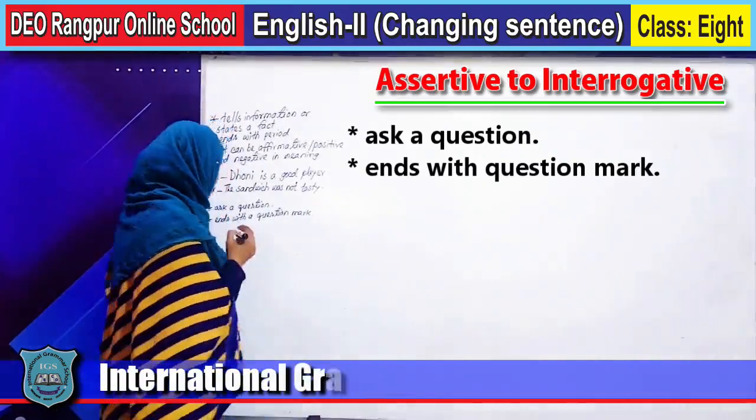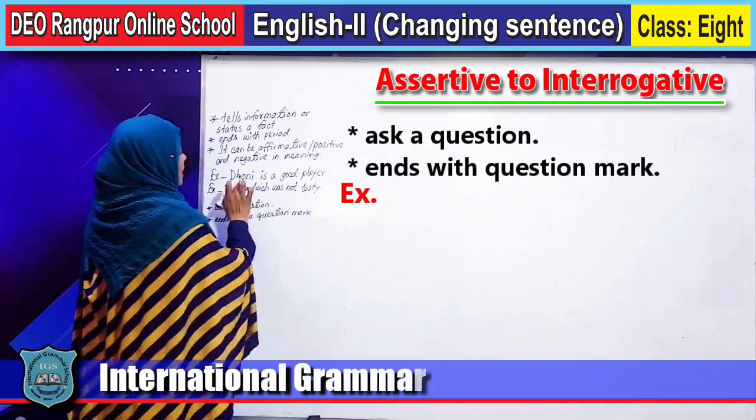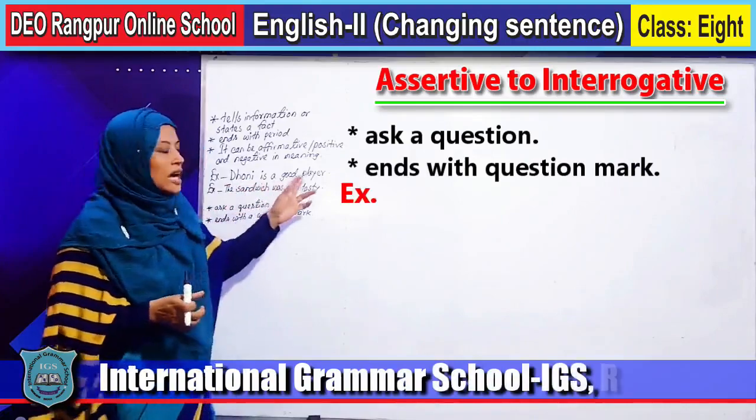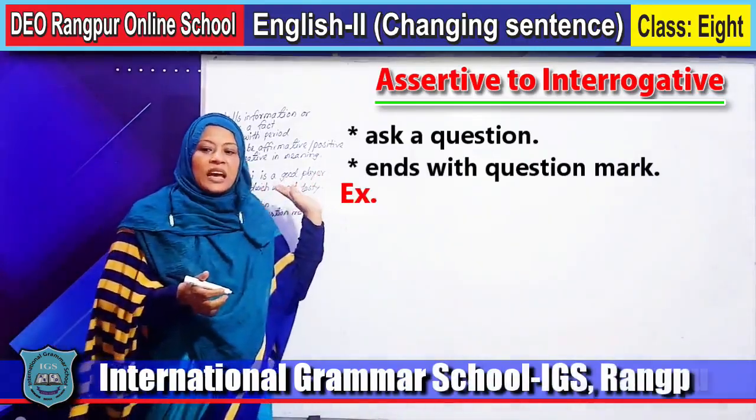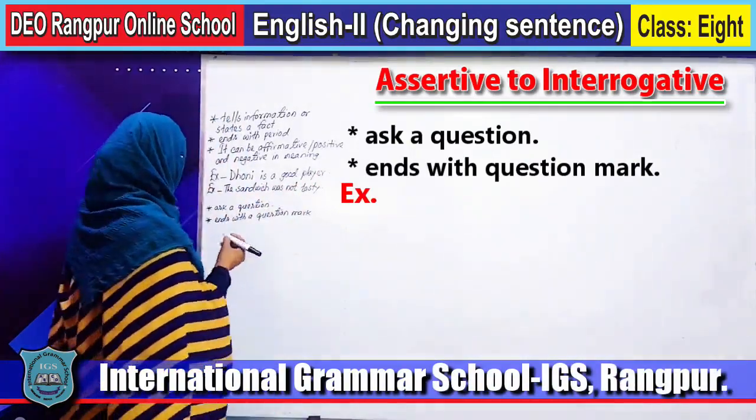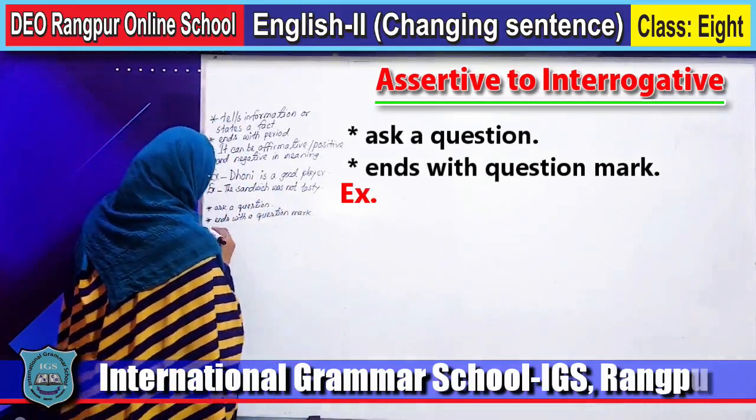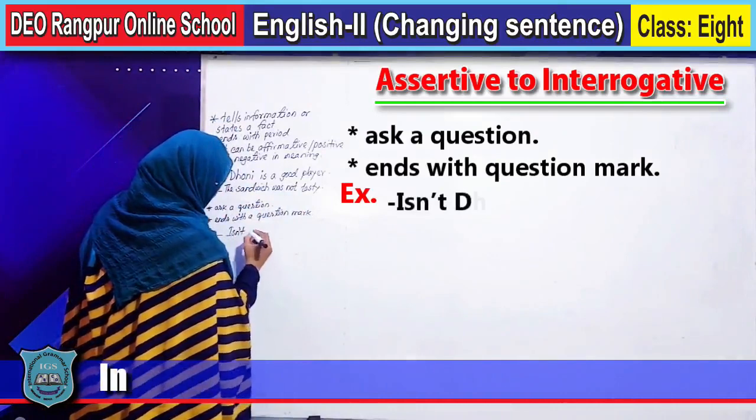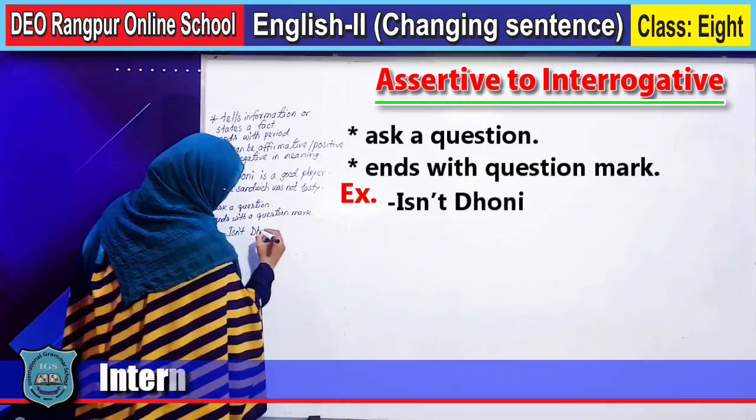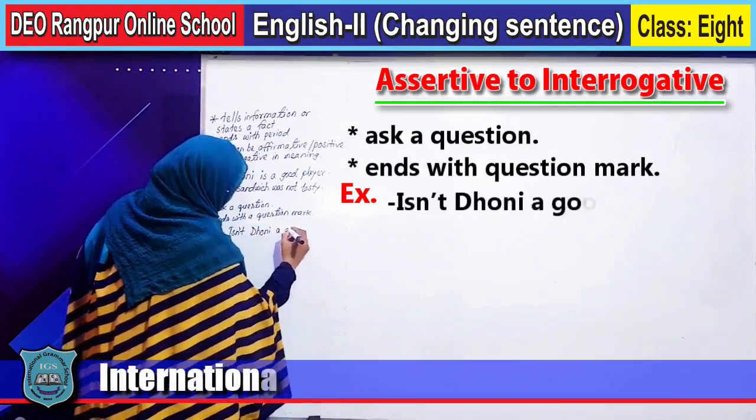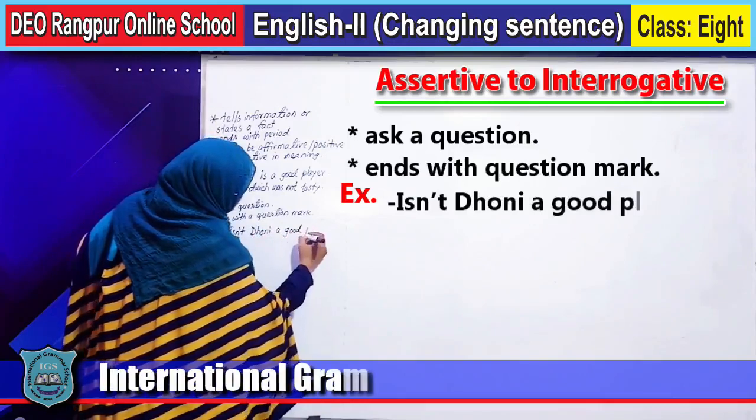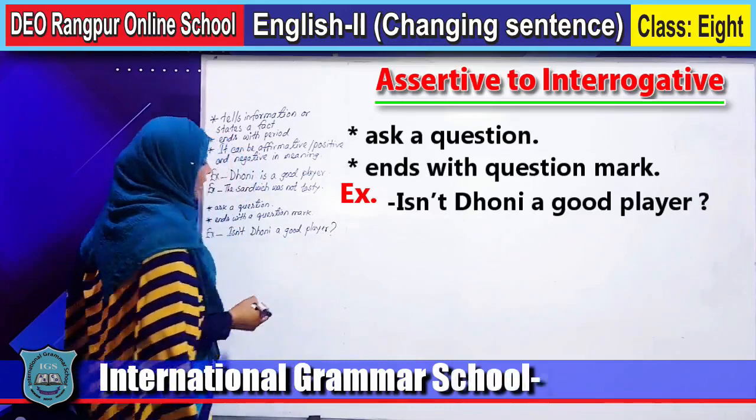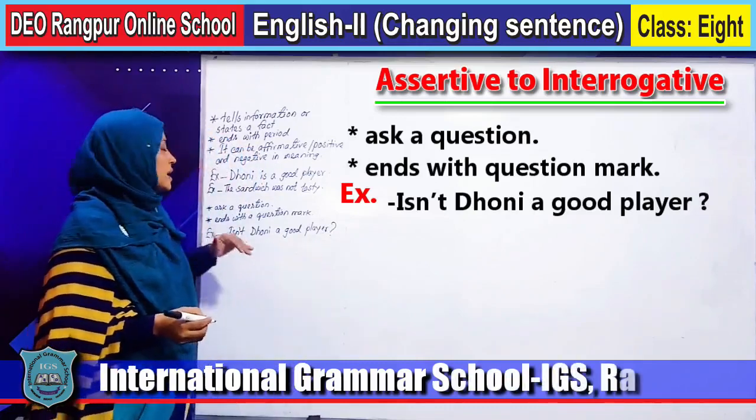Let's see an example. Here we have written in the affirmative sentence that Dhoni is a good player. The interrogative example is: isn't Dhoni a good player? At the end, a question mark.